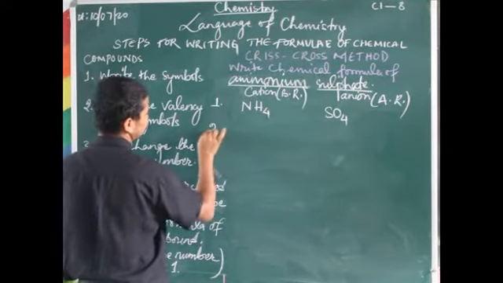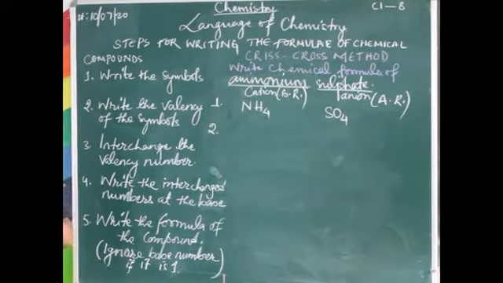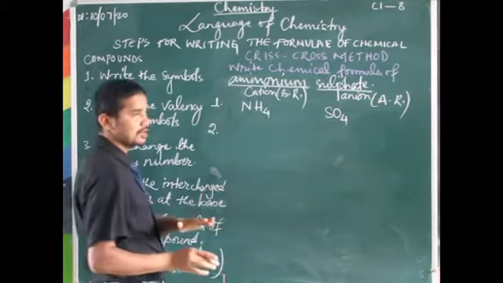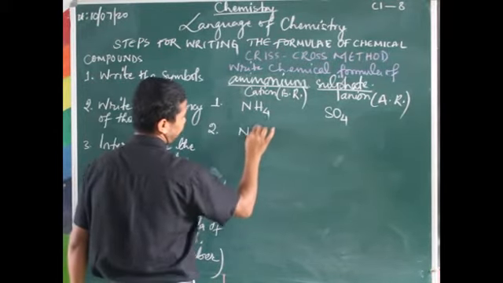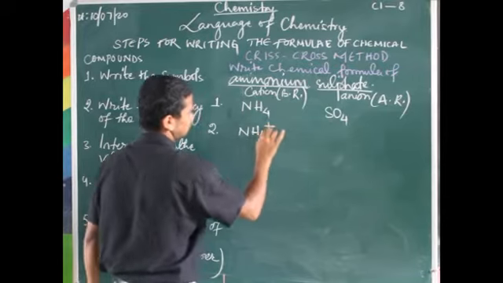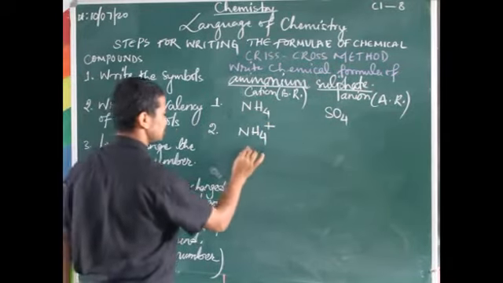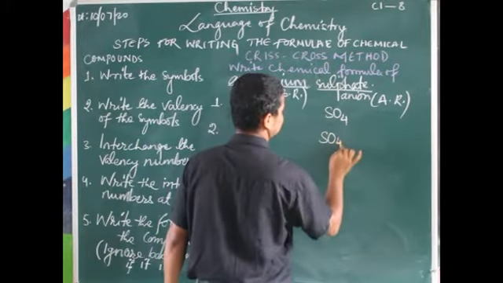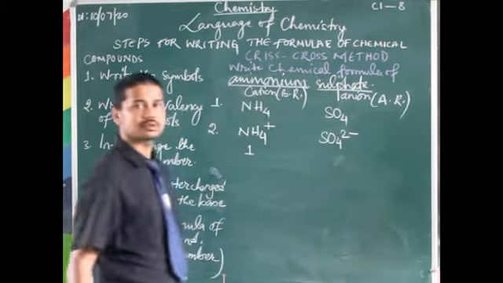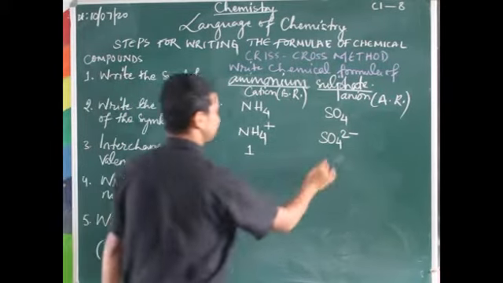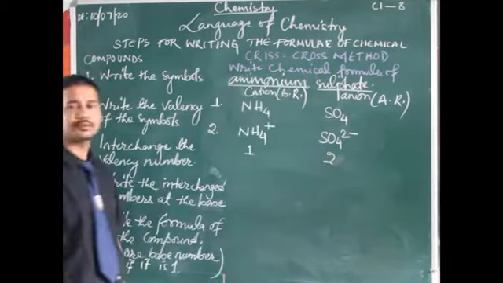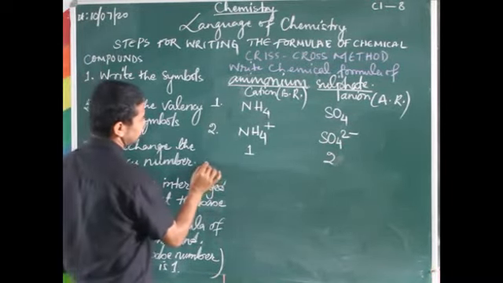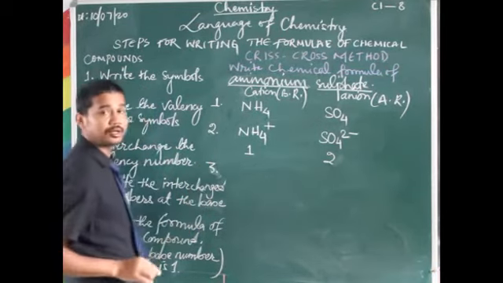Okay, then step number 2, you will be writing the valency. So whatever you see in tables 5.6 and 5.7: NH4 plus, 1 positive charge, means valency is 1, and SO4 2 minus means your valency is 2.